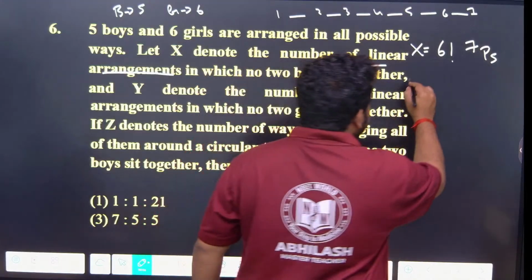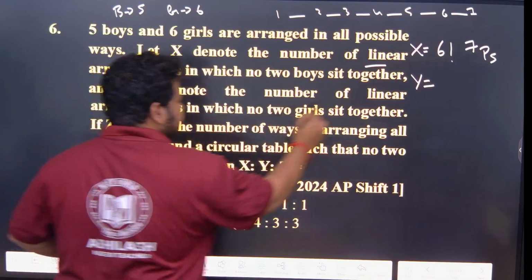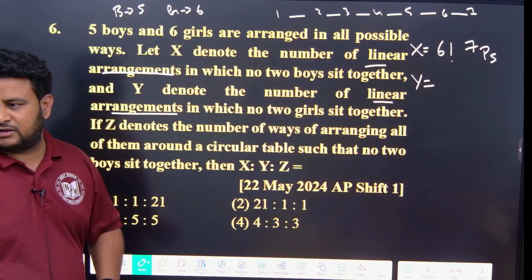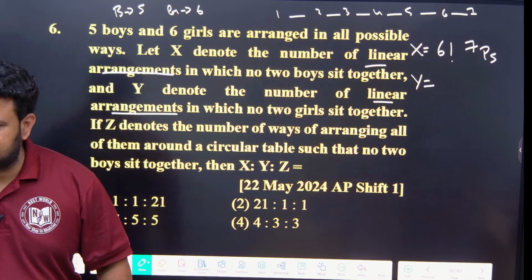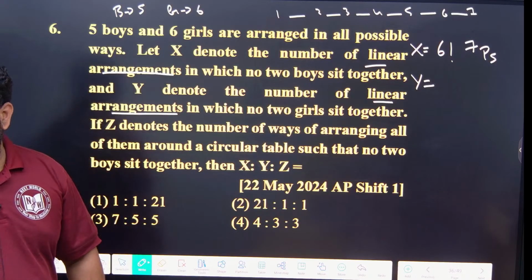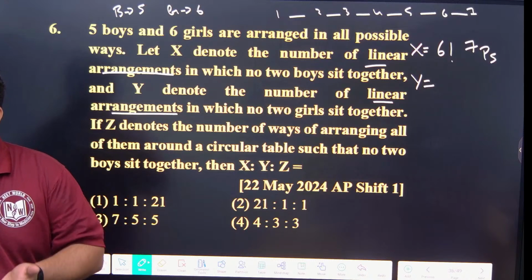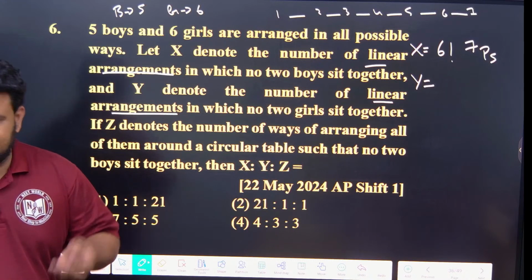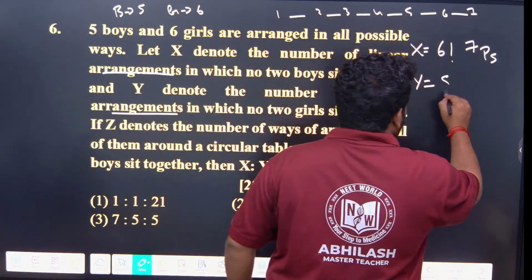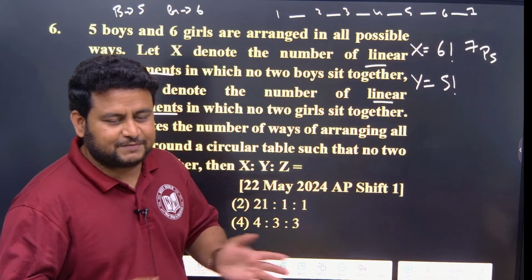Now we will come to Y. What are they telling? Y denotes the number of linear arrangements again, in which no two girls sit together. No two girls sit together means whom should I arrange first, Harsha? Boys. How many boys are there? 5 boys. 5 boys can be arranged in how many ways? N objects can be arranged in N factorial ways, so 5 factorial ways.